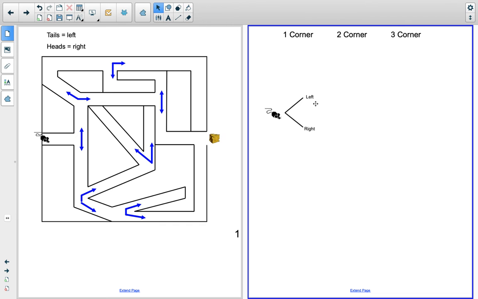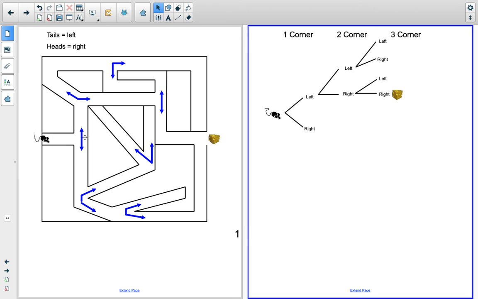So he gets to the first corner, he can go left. At his second corner, he can go left and right again. At the third corner, you can go left and right again. If he goes left on the third corner, he ends up down here and it's a dead end. If he goes right on the third corner, he's also at a dead end. So neither of these are going to get him to the cheese.